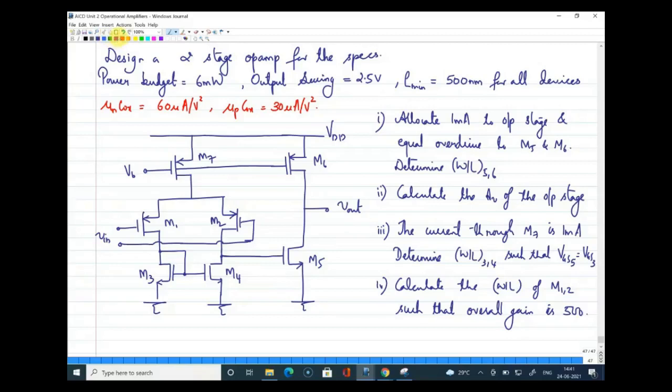All right. So the other constants are, you can choose lambda n as 0.1 per volt, lambda p as 0.2 per volt, the threshold as 0.7, both for NMOS and PMOS.